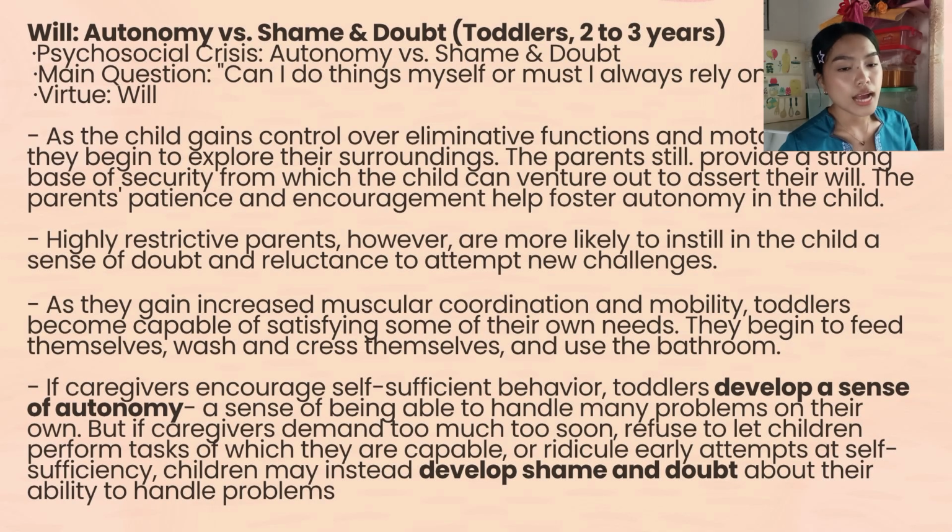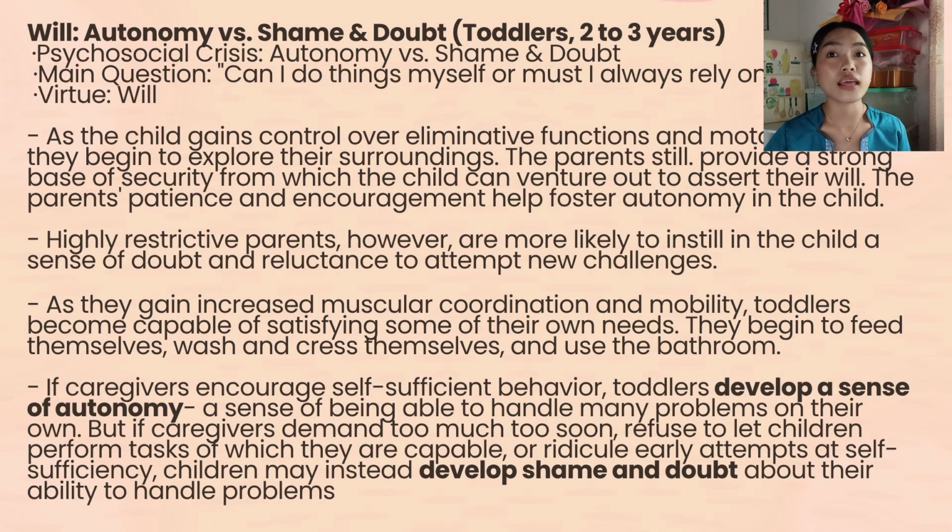problems on their own. But if caregivers demand too much too soon, refuse to let children perform tasks of which they are capable, or ridicule early attempts at self-sufficiency, children may instead develop shame and doubt about their ability to handle problems. So it is also understandable, no, if caregivers really encourage toddlers, that the caregiver says, wow, very good, or the caregiver says, you can do it. So of course, the toddler will really develop a sense of autonomy that they can do it. Right? If the caregivers let them do the things that they are capable of, so of course that child will develop a sense of autonomy that they can do this certain kind of things.